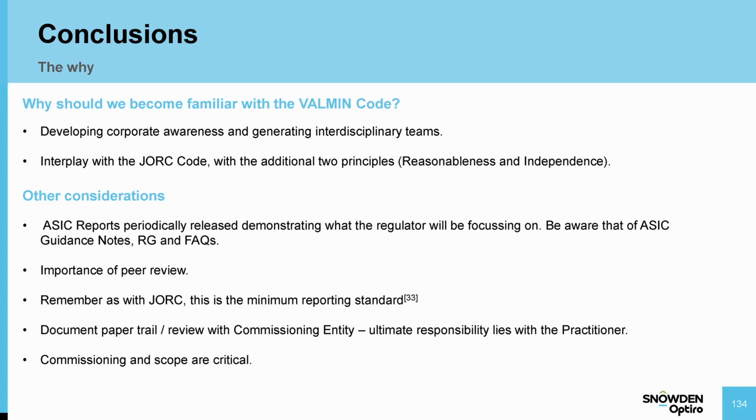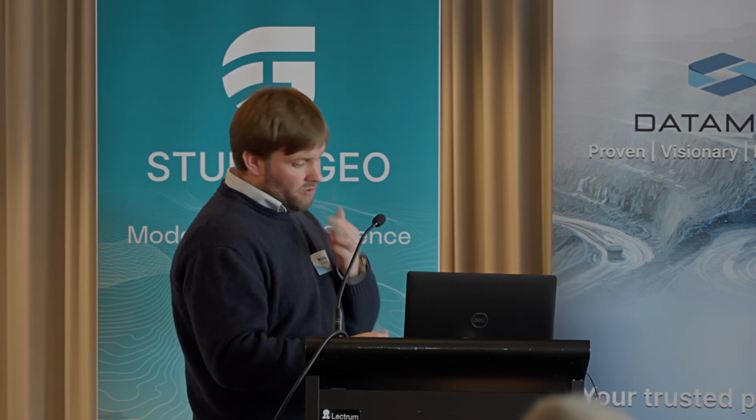The documentation and paper trail is a requirement to keep these records for 7 years. And the commissioning entity or the regulator can call upon that documentation at any one point. And also commissioning and the scope are critical. So getting that early engagement with the commissioning entity, the limits and the indemnity component is critical as well.